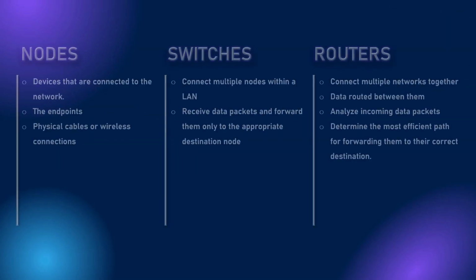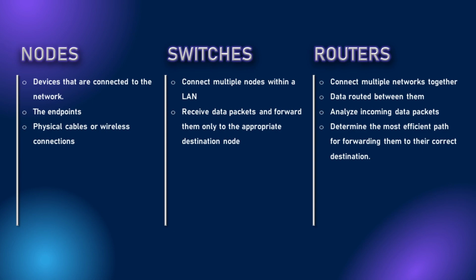The nodes are devices that are connected to the network. As examples, they are computers, servers, routers, and switches. They are the endpoints that send and receive data across the network. Physical cables or wireless connections are usually used to transmit data between nodes. Frequently, fiber optic cables and wireless signals are the medium to connect nodes.